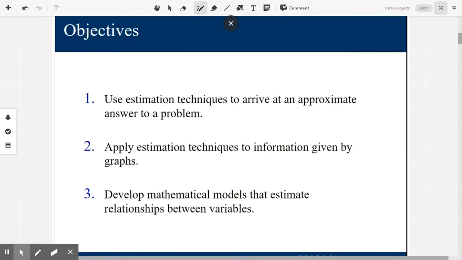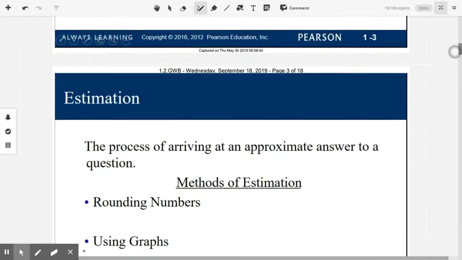Here's what we're going to be looking at. We want to use estimation techniques to arrive at an approximate answer to a problem, apply estimation techniques to information given by graphs, and develop mathematical models that estimate relationships between variables. That's something else we'll hit on later in the year when we talk about lines. But if you notice, estimation is the big topic for today.